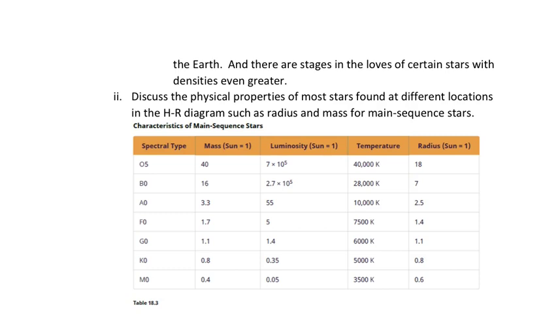So here's just a table of some relevant parameters, right? These are O-type stars, 40 solar masses, 700,000 times the luminosity of the sun, 40,000 Kelvin temperature, and a radius of 18 solar radii, and so on. You work your way down. Notice how much: 40 times the mass, but 700,000 times the luminosity. The luminosity is extremely sensitive to the mass. Higher mass, higher luminosity, much higher luminosity.